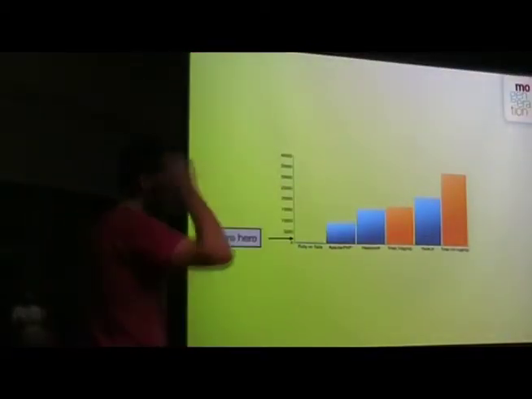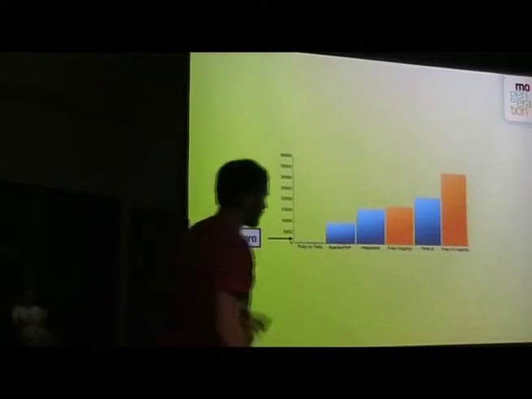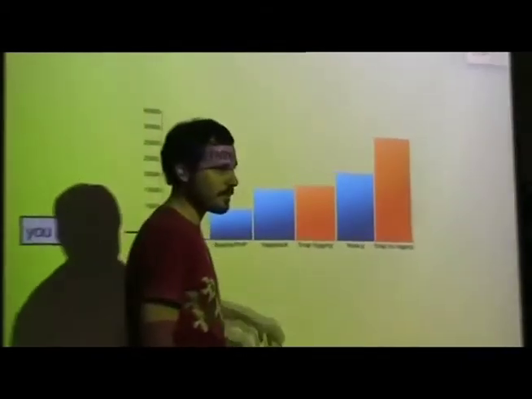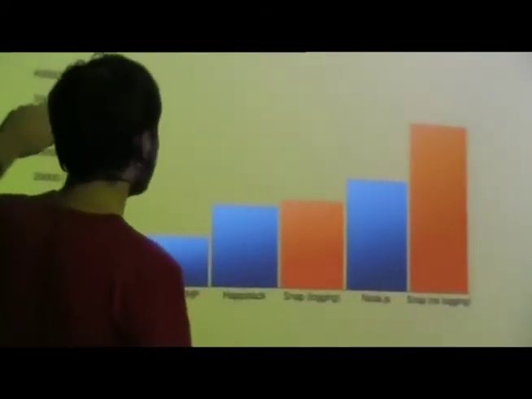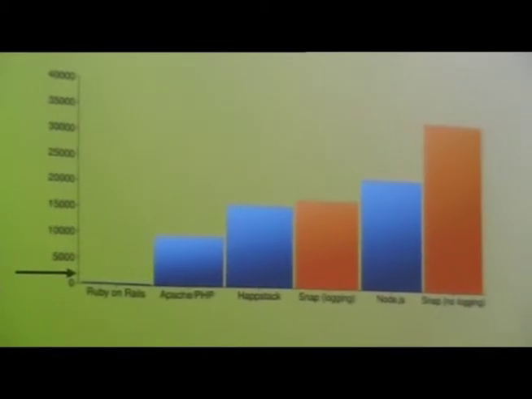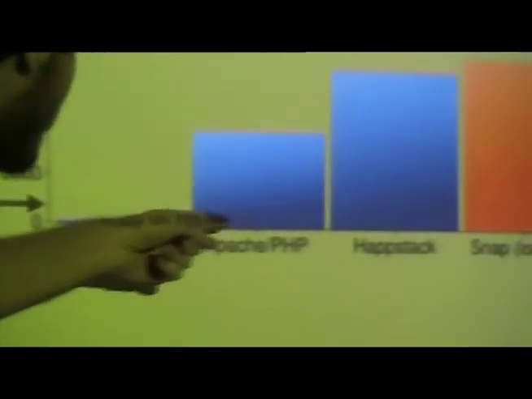This is something Nick found today that I thought was really interesting. So Snap is, what, a Haskell web framework? So without logging, we did, what, 2,200 requests per second? Snap is serving, roughly, 35,000 requests per second. And we're down here. So we're not as fast as Apache, but we're faster than Ruby.